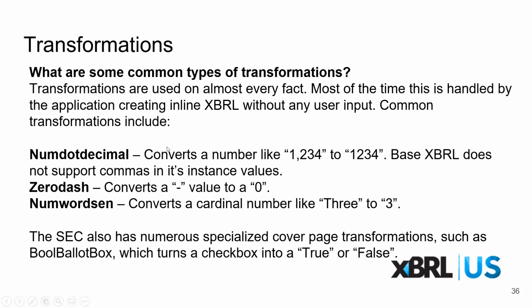The other common transformations we have are zerodash. This is really common. It converts a dash in your XBRL to a 0, instead of converting it into a nil fact. There are other transformations where, if you want the dash handled as a nil fact, you can tag that as well. Another really common one, numwordsen, converts a cardinal number word like three to the integer 3. That's like what we just had in the previous slide as an example, where you're converting a word into an integer value that you can tag.